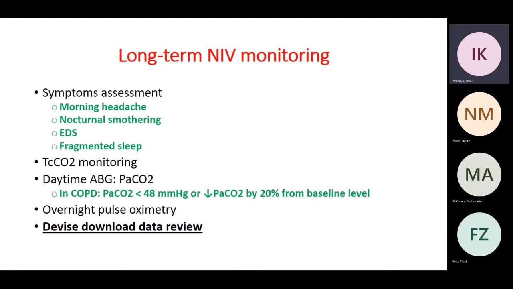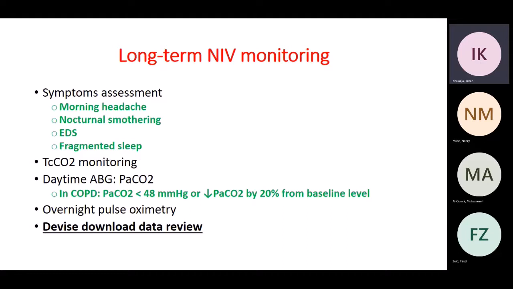But before we get into this, step number 1: when you see them, you have to ask them about symptoms related to chronic respiratory failure. When they have elevated CO2, they have morning headache, nocturnal smothering, nocturnal shortness of breath, excessive daytime sleepiness, fragmented sleep. These symptoms are non-specific, I'll admit, but patients with chronic hypercapnia have these symptoms as well.